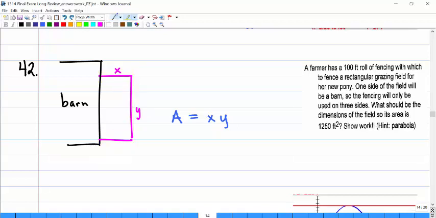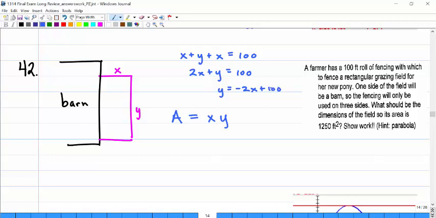Okay, so first thing I want you to notice, the dimensions of the fence. I have 100 feet of fencing, and it has to do these 3 sides. So x plus y plus x has to equal 100. That tells me that 2x plus y has to equal 100. So y has to equal negative 2x plus 100.